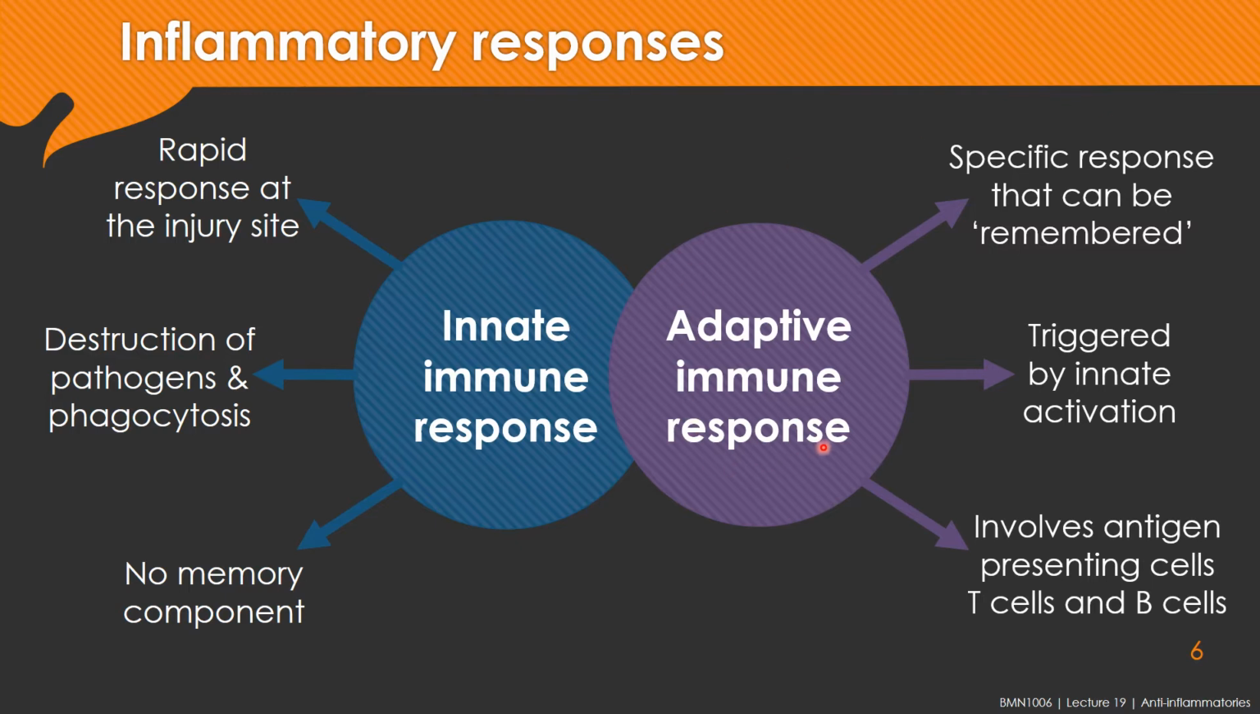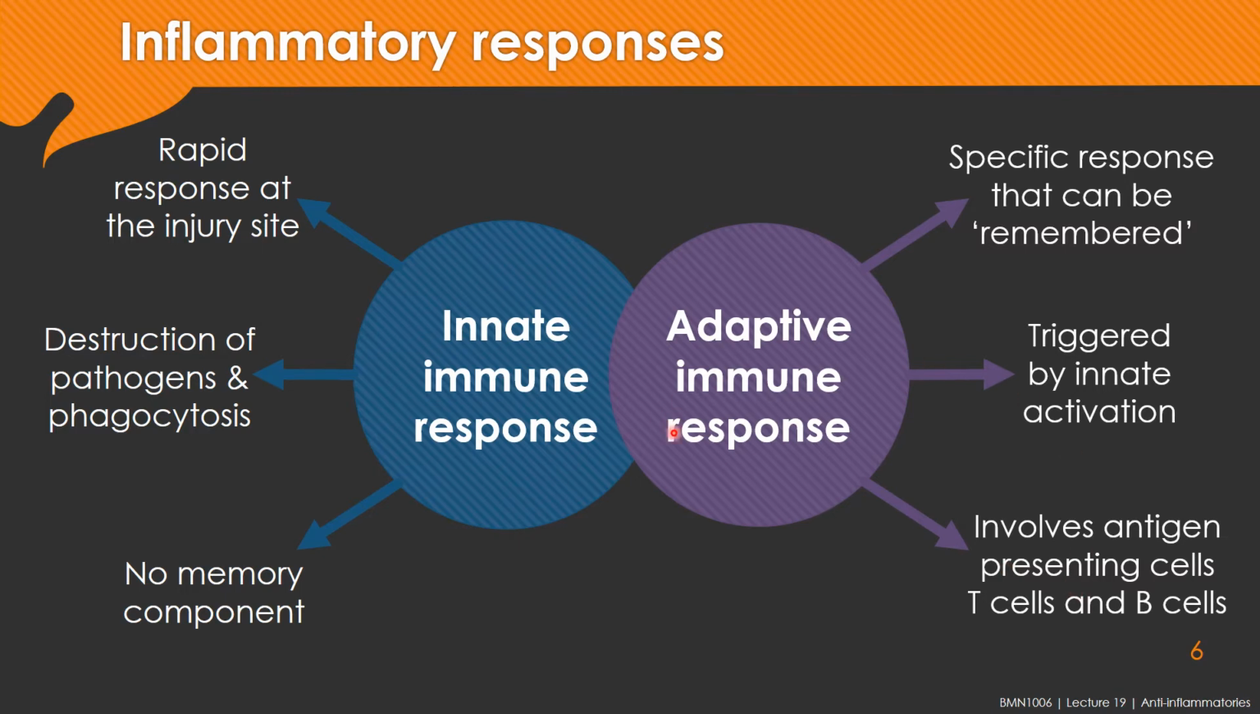So for the adaptive response to occur, you'll first need the innate response to capture the pathogen so that you could then present the antigen on the MHC of your antigen presenting cells. So what is MHC? It stands for the major histocompatibility complex, which is a surface protein. With the antigen presented on your MHC, it is then possible to stimulate your T cells and B cells to initiate the adaptive response.